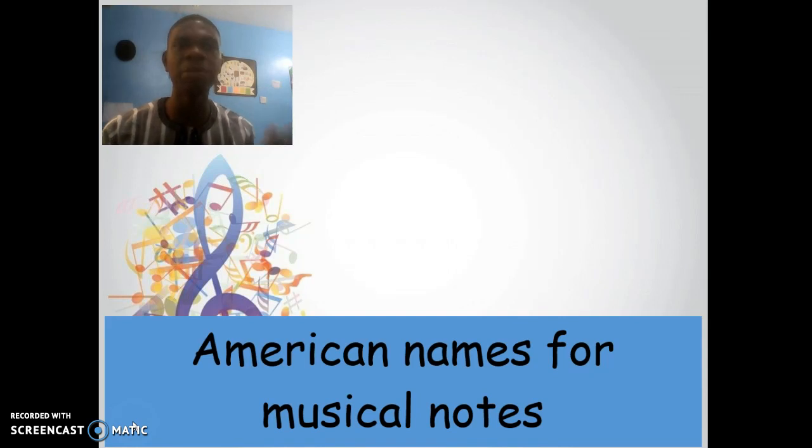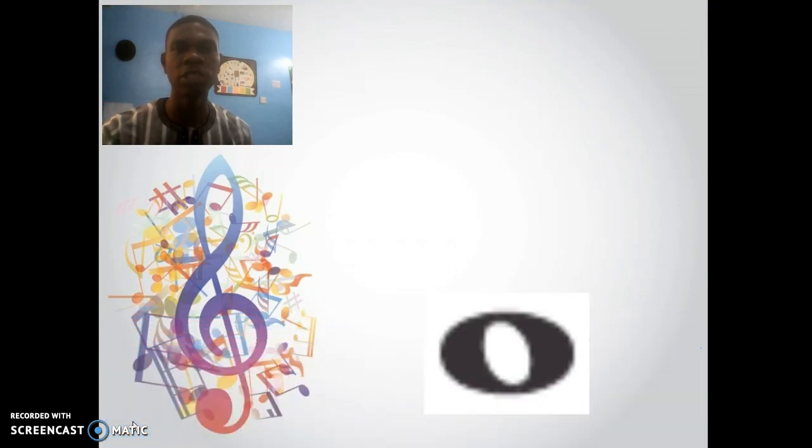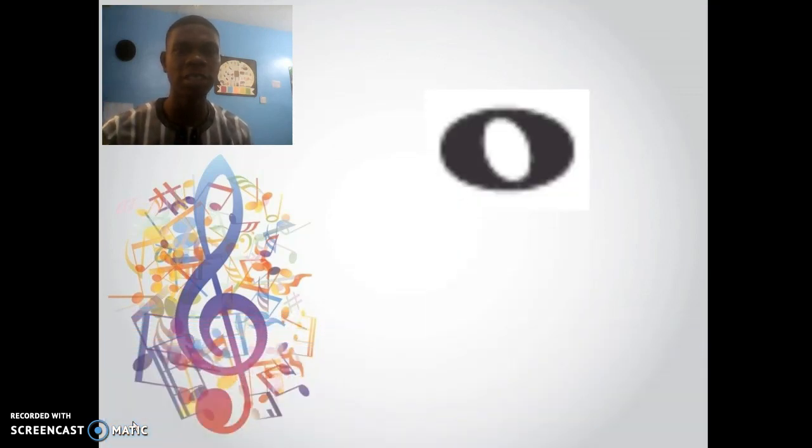For instance, semi-brief is still 4 beats, even though it's called something else. So we'll be looking at this name. It's very quick and very easy. Alright, so the first we'll look at is this note. What's this note called? Semi-brief.